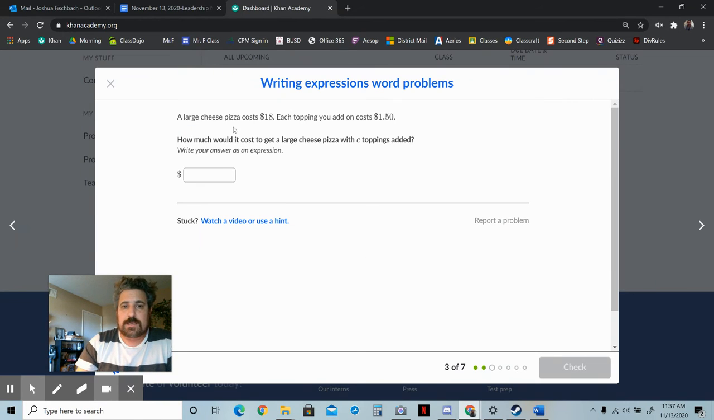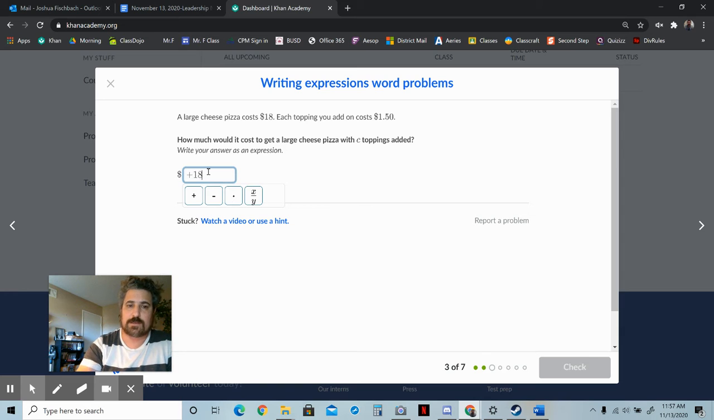A large cheese pizza costs $18. Each topping you add costs an additional $1.50. How much would it cost to get a large cheese pizza with C toppings added? So this large cheese pizza costs $18 irrespective of how many toppings you have. So that's a constant of 18. So you know it's going to start with $18. That's not dependent on toppings, is it? That's just a fee of $18 for the large pizza.